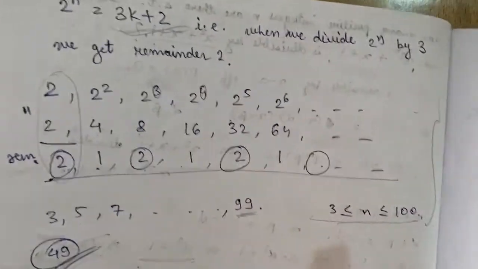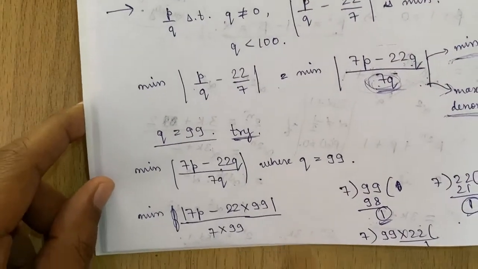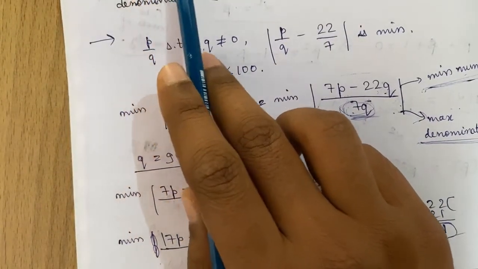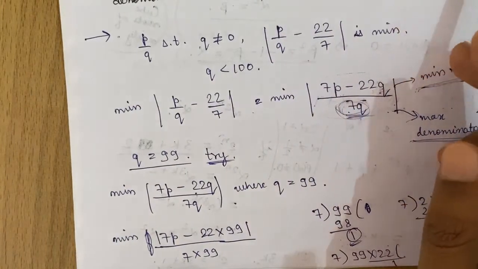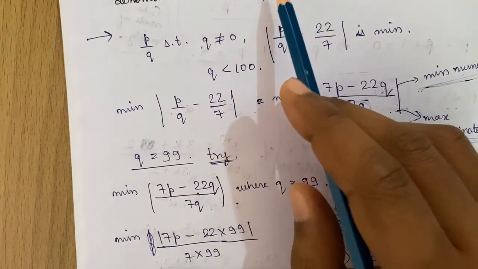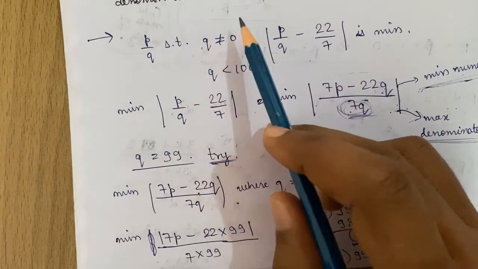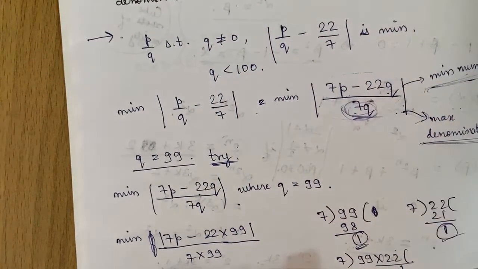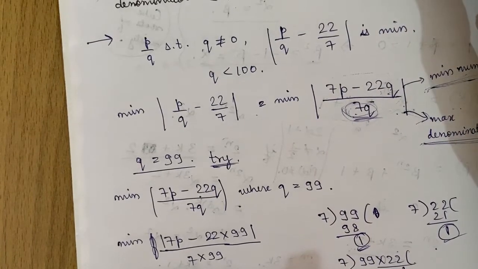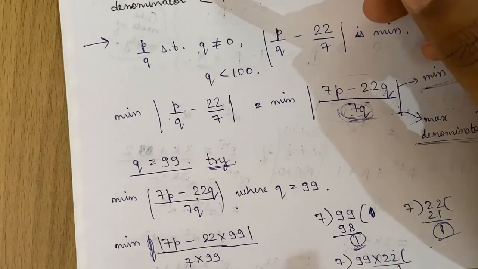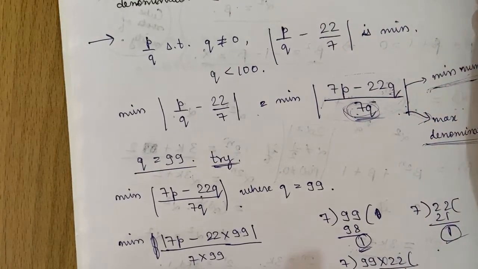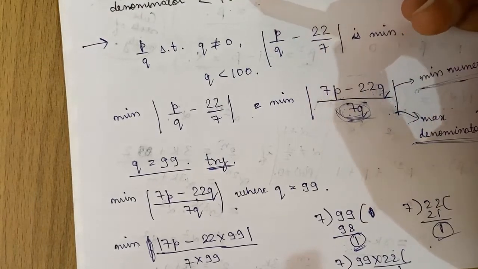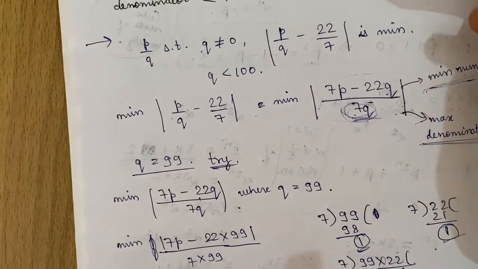Now let's look at the next problem. Let the rational number p by q be the closest but not equal to 22 by 7 among all rational numbers with denominator less than 100. And what is p minus 3q? So we want a rational number which is closest to 22 by 7, and the denominator is limited by 100, and we have to find the value of p minus 3q.